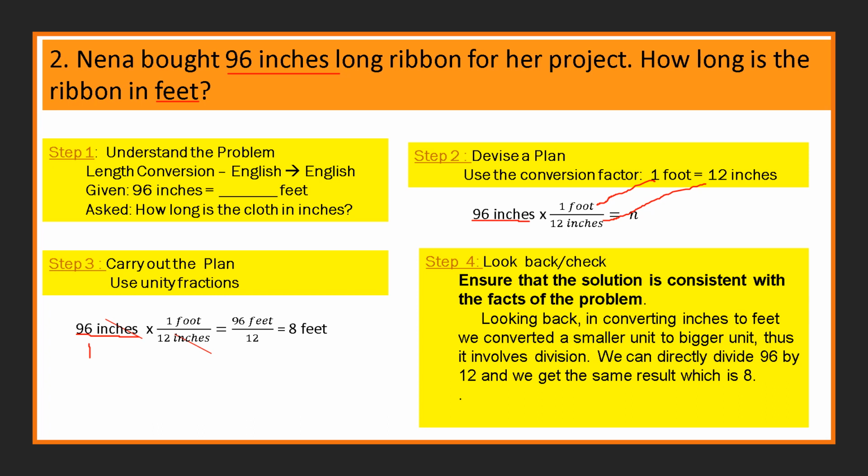It's 96 feet over 1 times 12, which is 12. 96 divided by 12 is equal to 8 feet. So this is now the answer. For step 4, look back or check. We will ensure that the solution is consistent with the facts of the problem. Looking back, in converting inches to feet, we converted a smaller unit to a bigger unit. Inches is a smaller unit compared to feet. Thus, it involves division. We can directly divide 96 by 12, and we get the same result, which is 8.